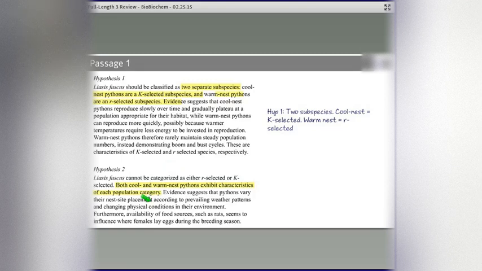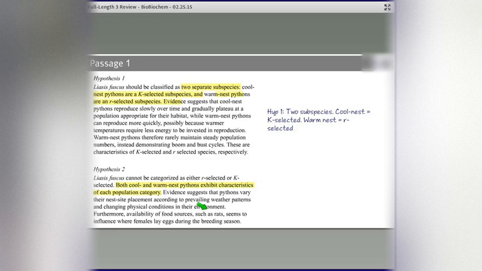Okay. So then they start talking about other things that may influence how quickly or how slowly they're going to be reproducing. So availability of food sources like rats, those are going to influence whether or not they're going to reproduce quickly or whether or not they're going to reproduce slowly.